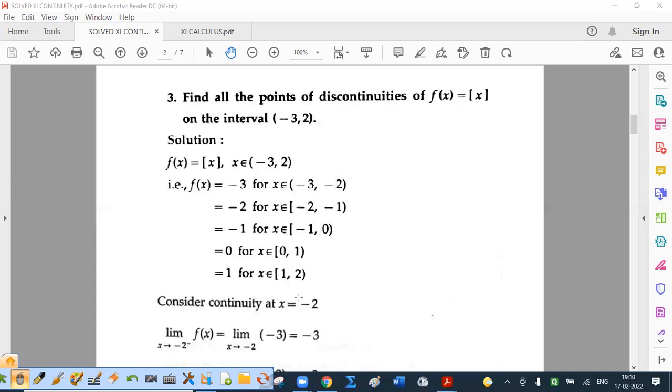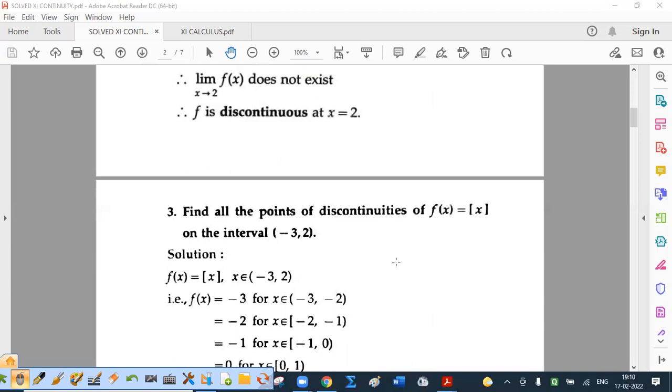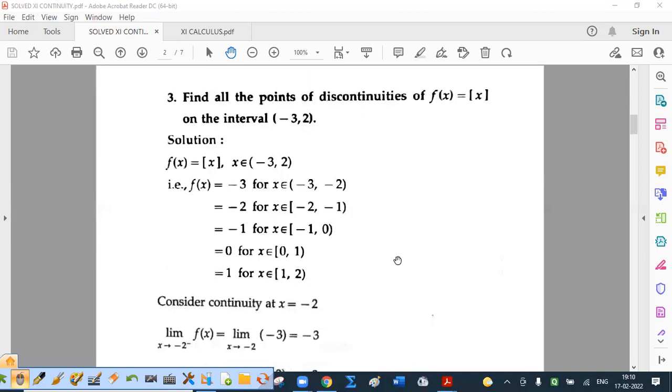Now consider continuity at x equal to minus 2. Now you'll ask me, why not minus 3? Minus 3 doesn't belong to that interval, and therefore we do not consider that. What is limit as x tends to minus 2 minus? It is nothing but minus 3. See, minus 2 minus means you have to consider this. So it is minus 3. What is limit of minus 3? Minus 3 only. What is limit as x tends to minus 2 plus?